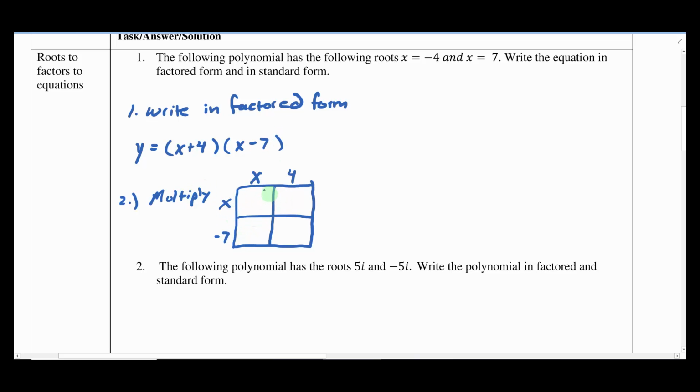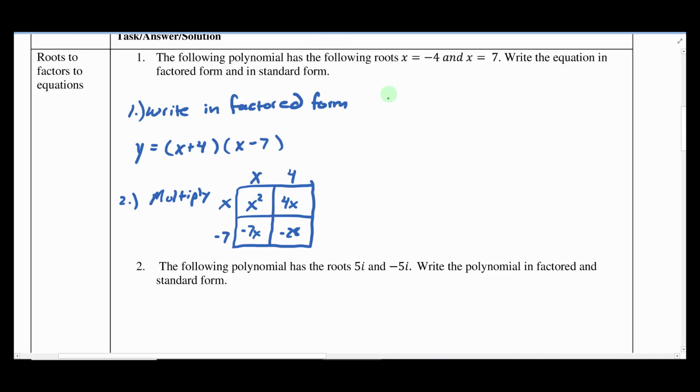All right, so when we multiply, we're going to multiply using that lattice style multiplication. So we're going to do x times x. We've got x squared. Then we do x times 4. Well, that's just 4x. And then x times -7 is -7x. And then -7 times 4 is -28. Okay, so there we go.